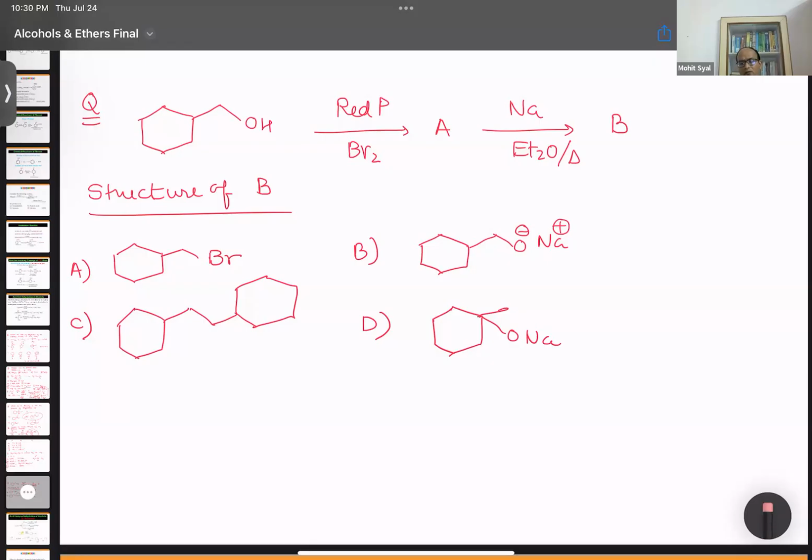So first is red phosphorus in Br2, that is from the previous chapter. Because it is not that you are just going to have the questions from the chapter which you are studying. That we should know. And alcohol and ethers, actually you get them along with the alkyl halides. Right? So what is going to happen?